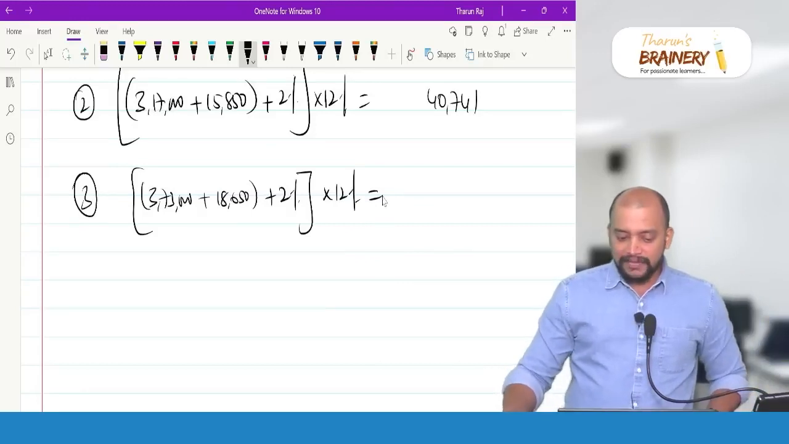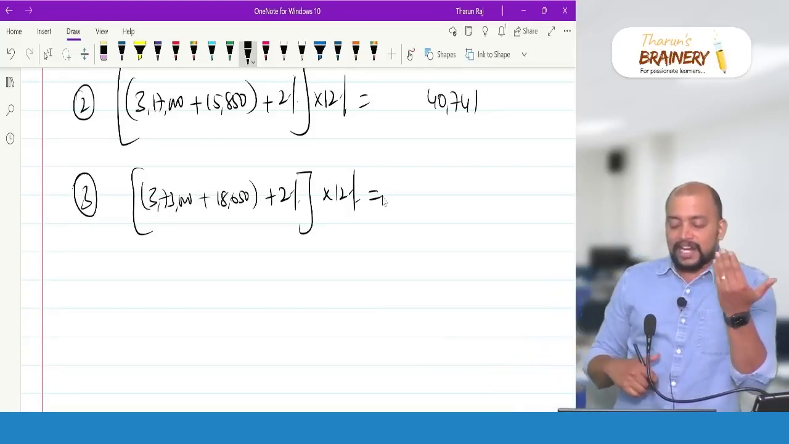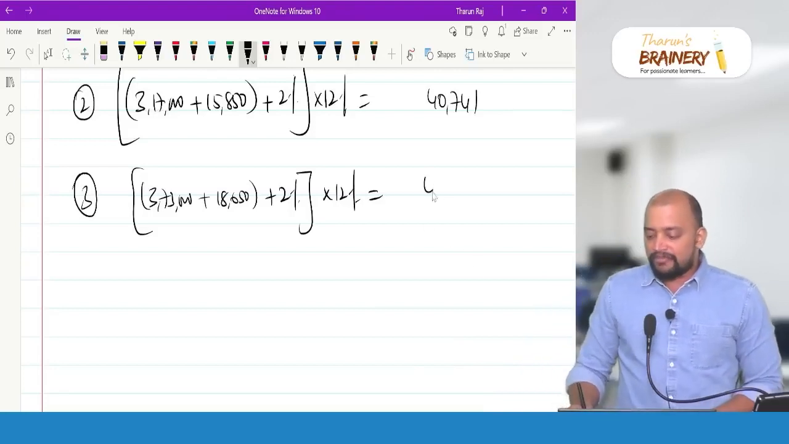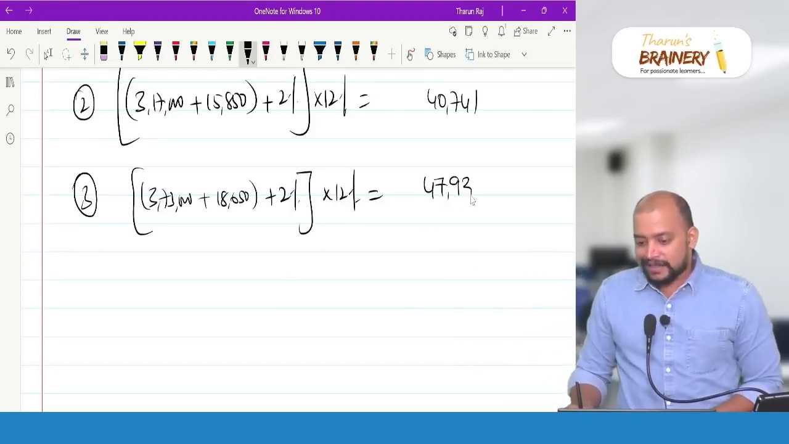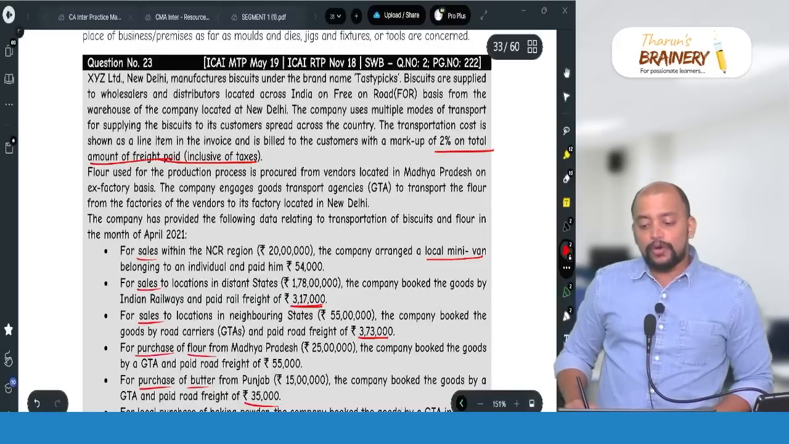So 3,73,000 plus 18,650 plus 2%, we get 3,99,483. On that 12% will be 47,938.